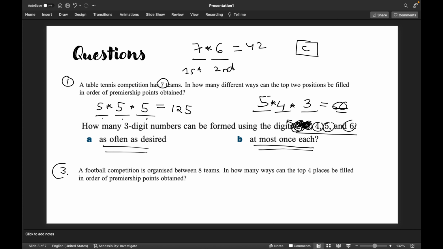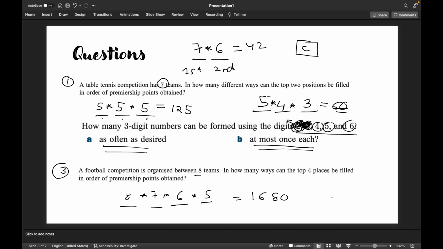Let's look at the last question. A football competition is organized between 8 teams. In how many ways can the top 4 places be filled? This is very similar to the first question. We do 8 into 7 into 6 into 5. The logic remains the same. So this is going to be 1680. So that's the answer. I hope this topic is clear because this is going to be really important.